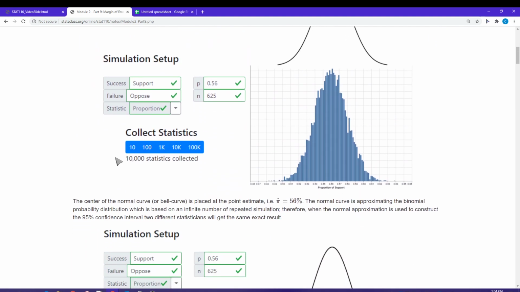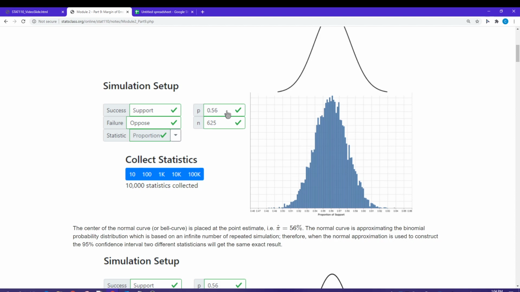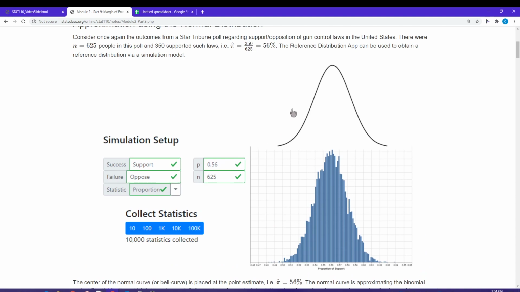So here is the reference distribution that we obtained in Part 8. It is the example from the Star Tribune poll. The poll had 56% as the value reported. They had 625 individuals in their poll. And we can see when we look at a bell curve or normal curve over the top of this reference distribution that it's going to be a pretty good approximation to that reference distribution.